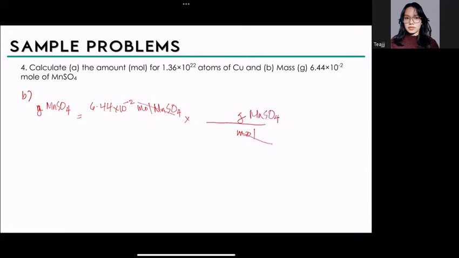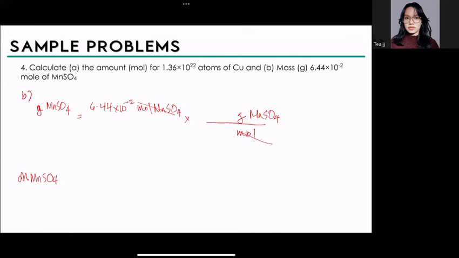Now, what is the molar mass of MnSO4? So we'll solve that separately. Now, again, if you are unfamiliar, if you haven't memorized it, then you are very free to use ptable.com. Again, that's ptable.com. You can see a very interactive periodic table. So play around with that site, you will see a lot of information.